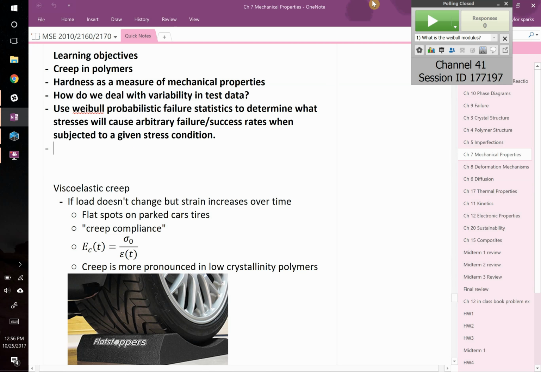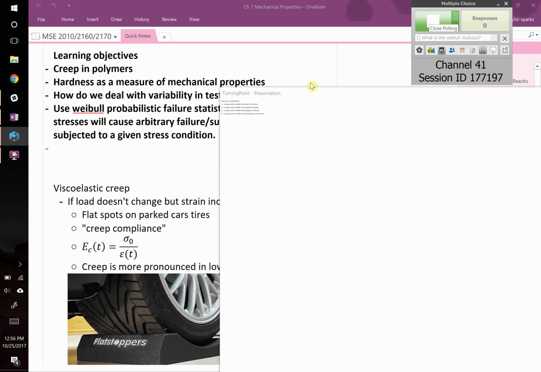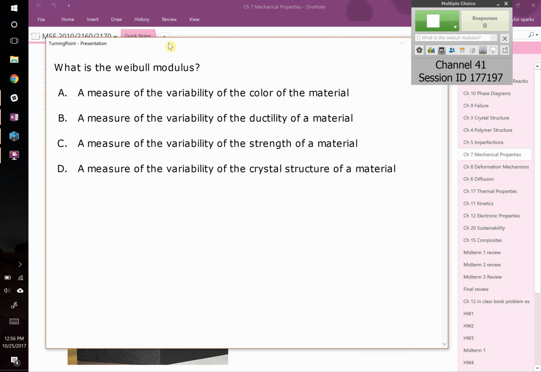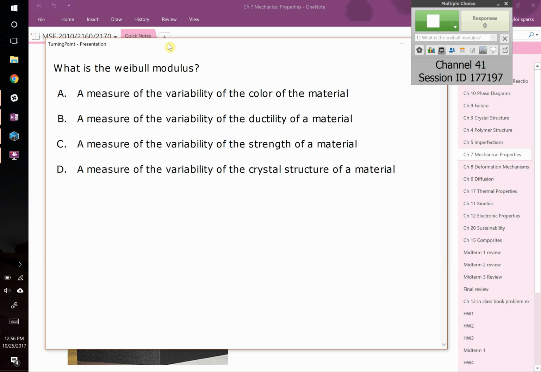Okay, we're going to start with our clicker quiz for today. The first question is, what is the Weibull modulus? A measure of the variability of the color of a material, a measure of the variability of the ductility of a material, a measure of the variability of the strength of a material, or a measure of the variability of the crystal structure of a material?